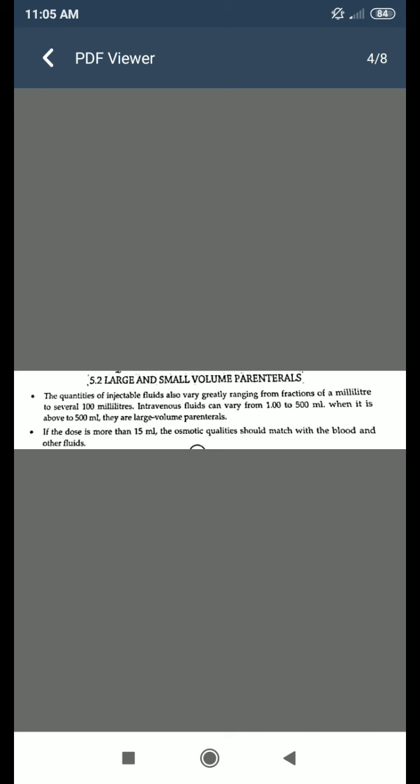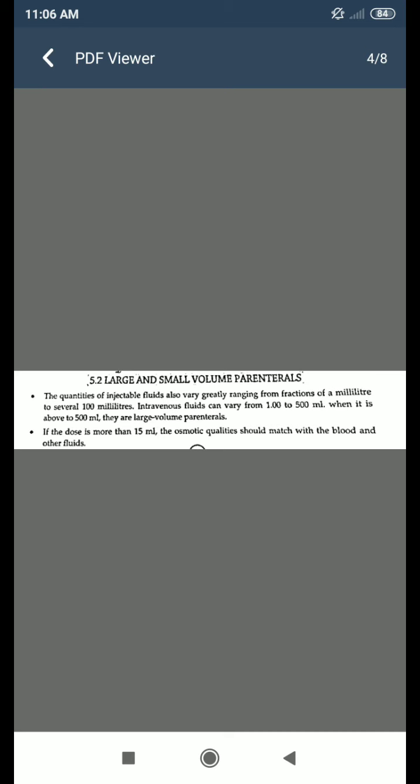If the dose is more than 50 ml, the osmotic qualities should match with blood and other fluid. They are required to be isotonic with blood serum or other body fluid. Then tonicity of a solution is a function of the quality and quantity of the sum total of the solutes present. The overall tonicity of the solution can be computed by calculating the molecular concentration of the solutes or by determining the freezing point of the solution.